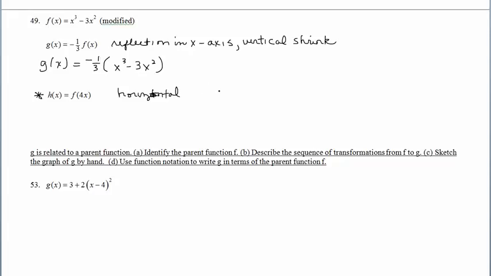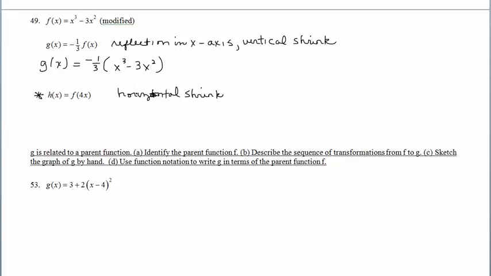Okay, stretch or shrink. Well, it's just the opposite of the vertical, so if this was on the outside, it'd be a vertical stretch, but it's on the inside, so if the C value is on the inside and it's a value greater than 1, then we call this a horizontal shrink. Pretty much just have to memorize those relationships.